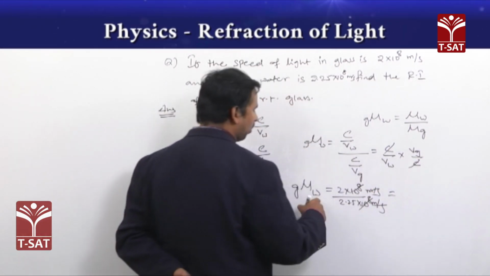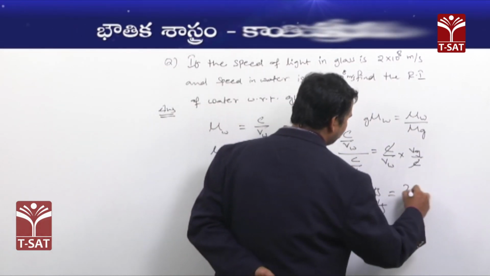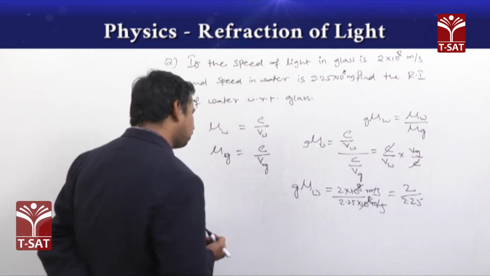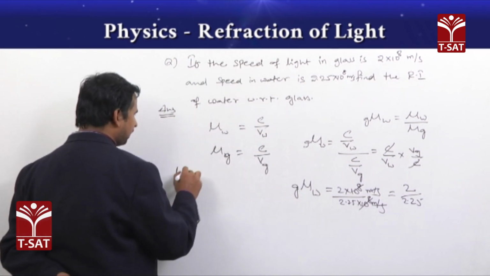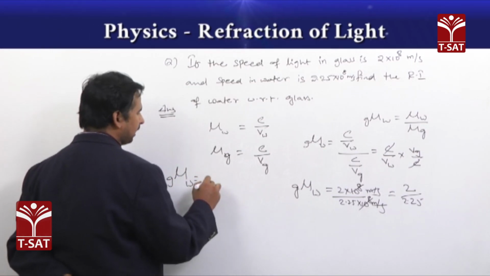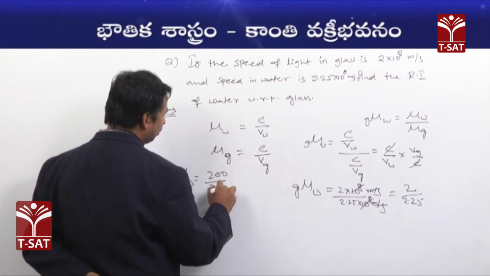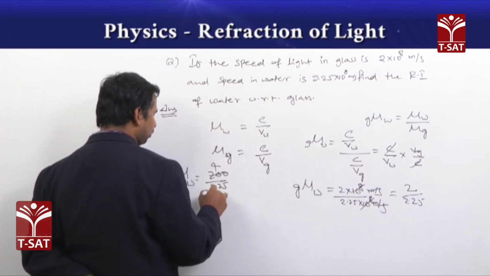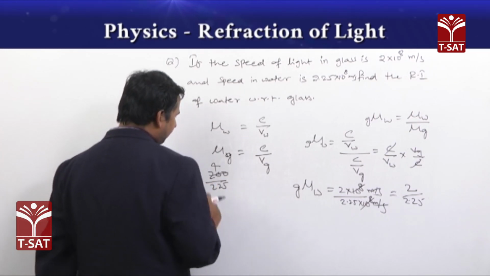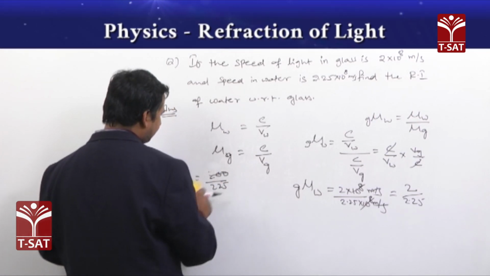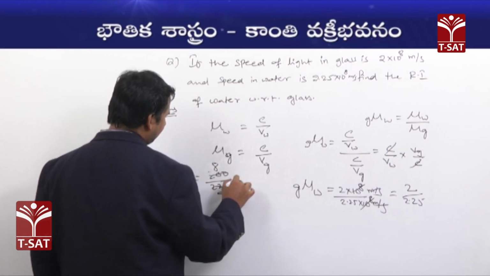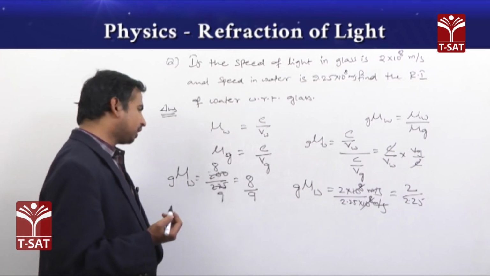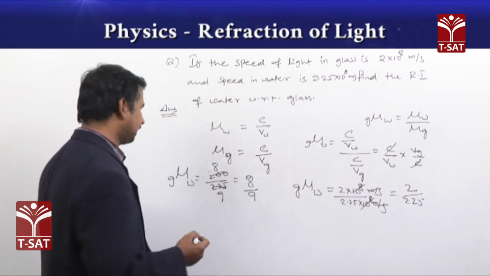Finally, the refractive index of water with respect to the glass is 2 by 2.25. Or you can also write it as 200 by 225. If you calculate, that is 25 fourths is 8 and 25 ninths is 9, so it is 8 by 9. So the refractive index of water with respect to the glass becomes 8 by 9.